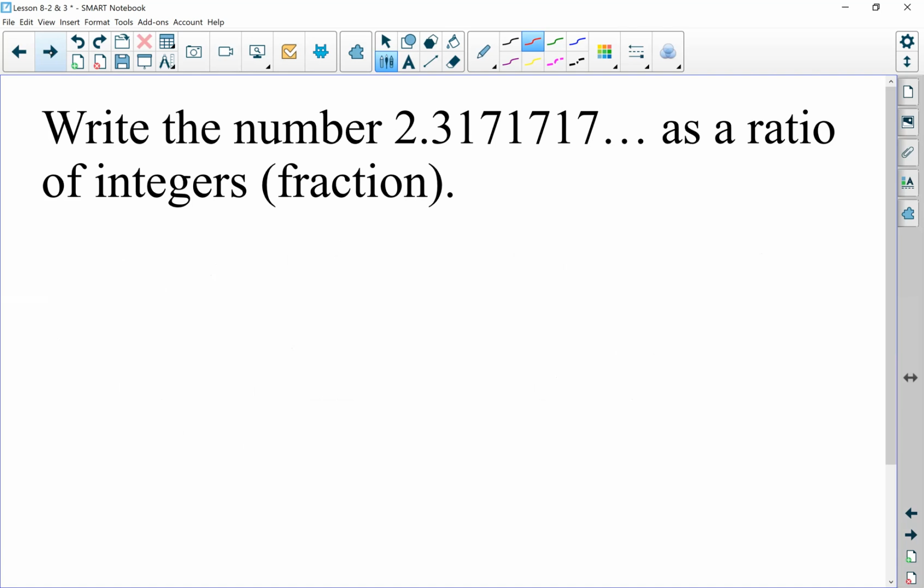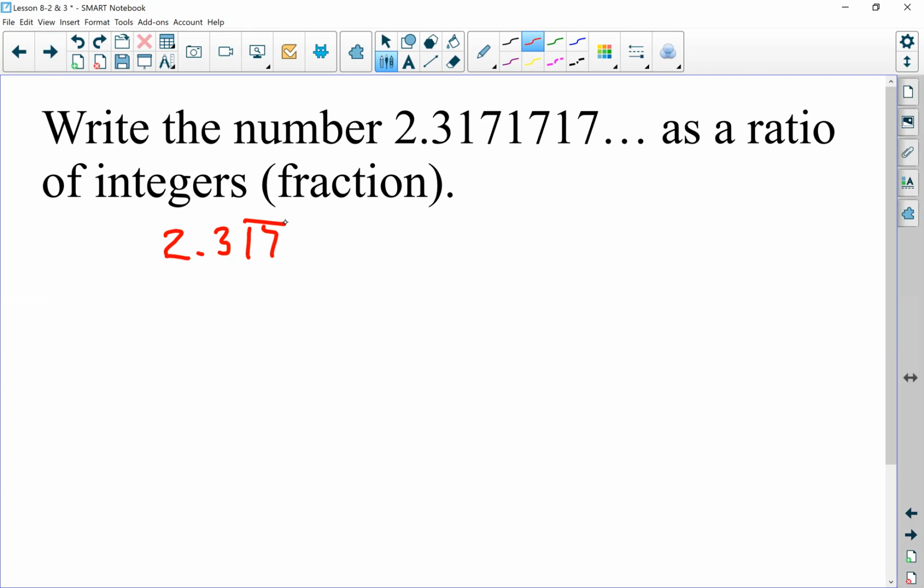All right. So we want to write 2.3171717171717171717 as a ratio of integers, or fancy way of saying write it as a fraction. So with the repetend, I think that's what it's called, the little bar above, 2.317 repeating.